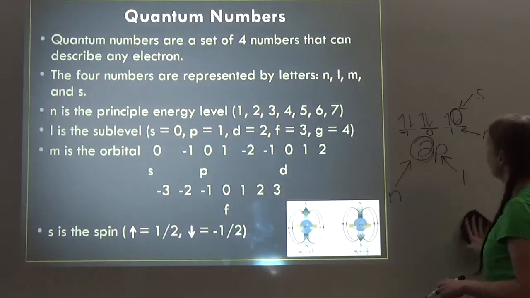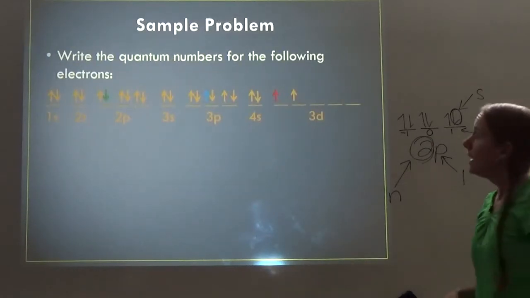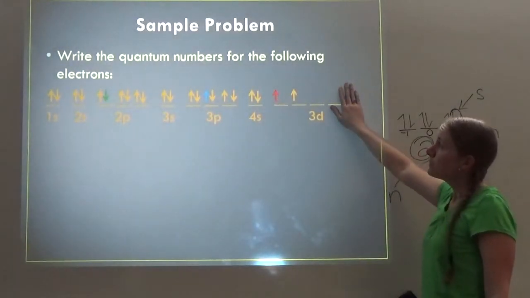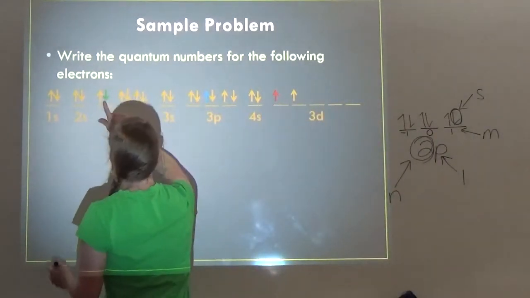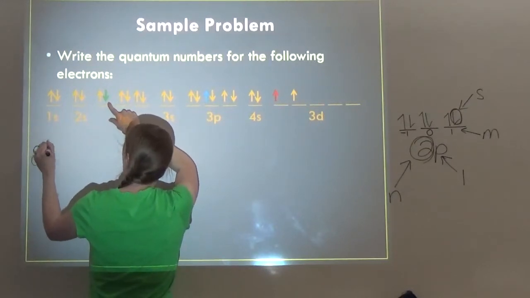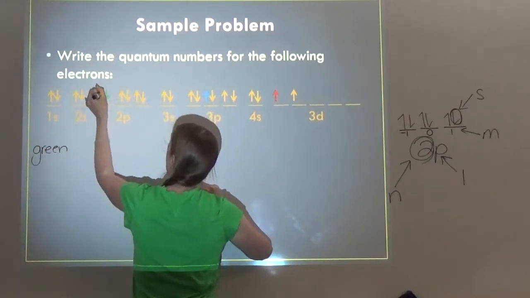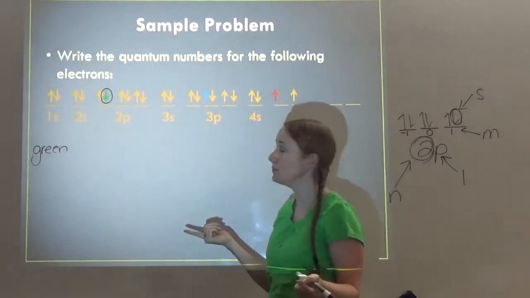Okay, and that's barely legible, but you know. All right, so it says write the quantum numbers for the following electrons. Okay, so I have 3 that are different colors. So we have a green, a blue, and a red. So let's just start with green. If you can't see well in the video, it's the down arrow in the first orbital of 2p.